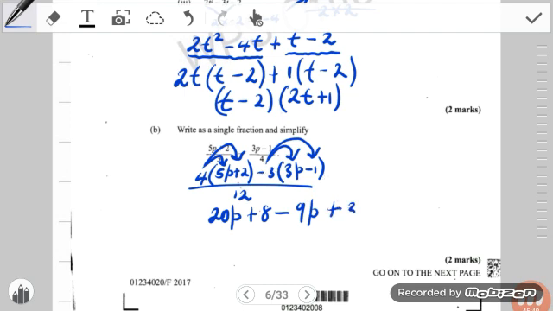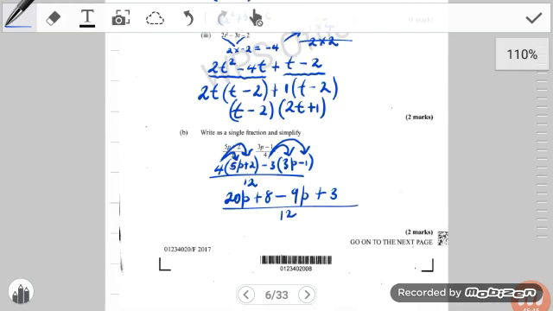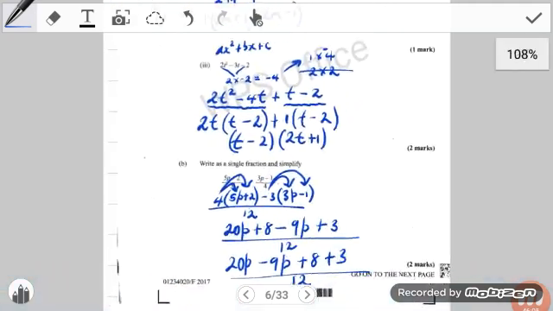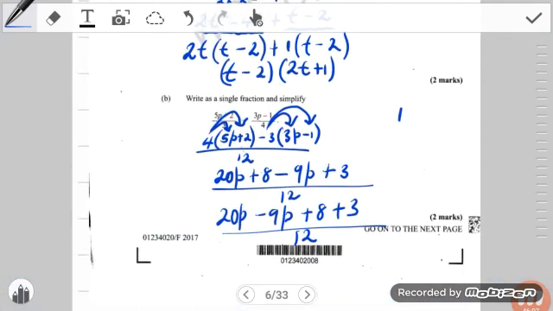Now to wrap this up, we can group like terms. So we're going to have 20p minus 9p plus 8 plus 3, all divided by 12. And then we just combine like terms. 20p minus 9p gives me 11p. 8 plus 3 gives me 11. And I'm going to divide all of that by 12. And that's our final answer there.